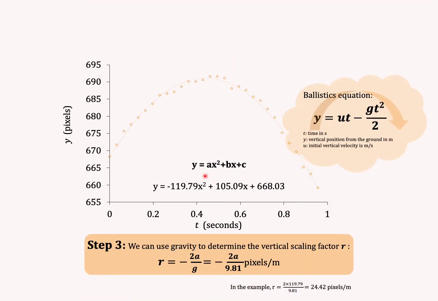We can then substitute the first coefficient with minus g/2 in the ballistics equation to determine a vertical scale factor, since we know the value of gravity. So we repeated this for several clasts to obtain an average for a suitable scale.